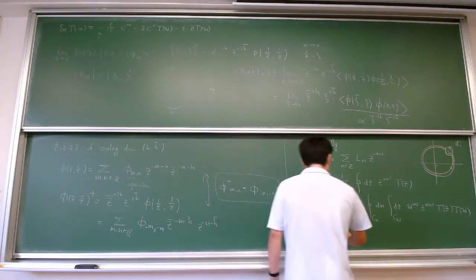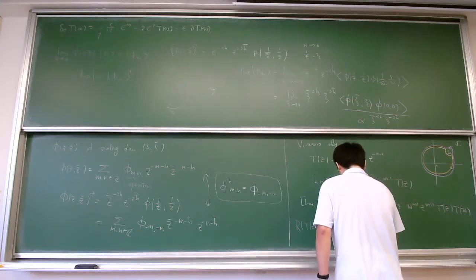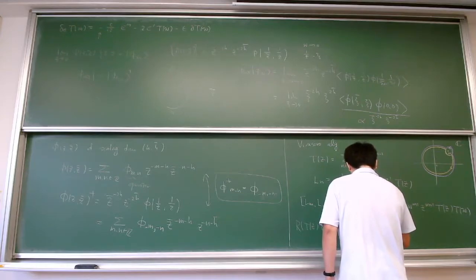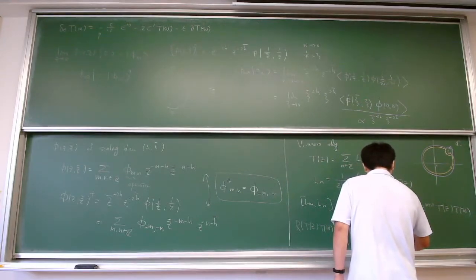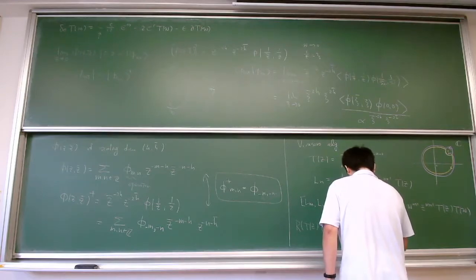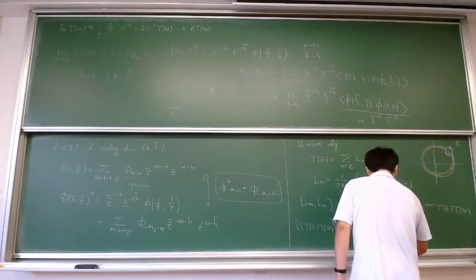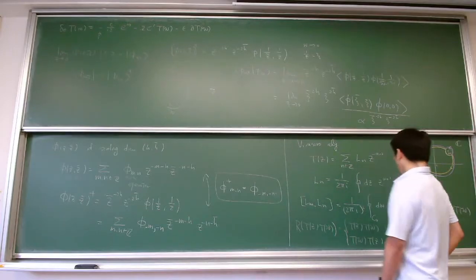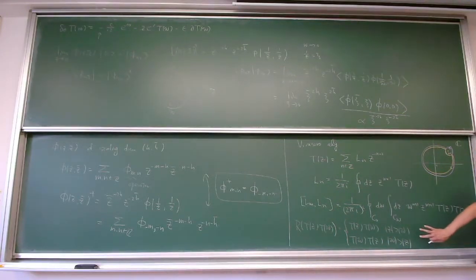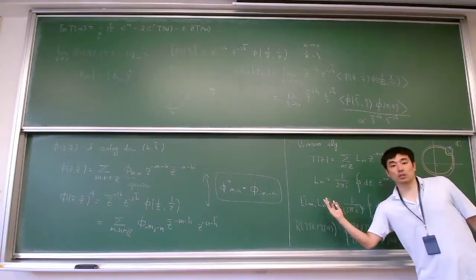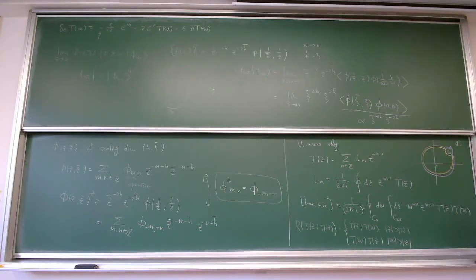is equal to T(z)T(w) if z is greater than w, otherwise the opposite. So with radial quantization, this ordering will give you this commutation relation. Okay. And then this week's homework, this is a very important exercise you have to do, and just impose the OPE of the stress energy tensor.